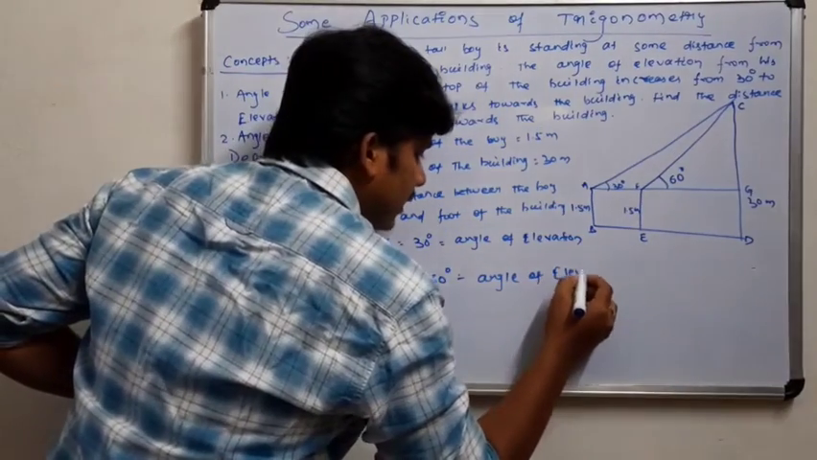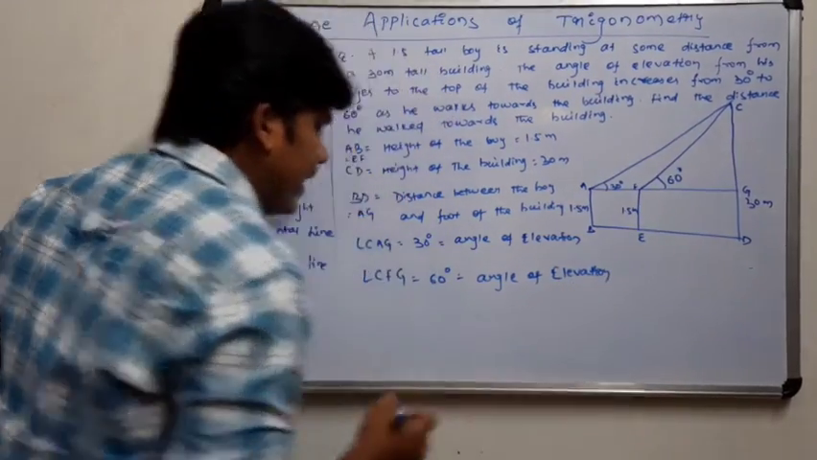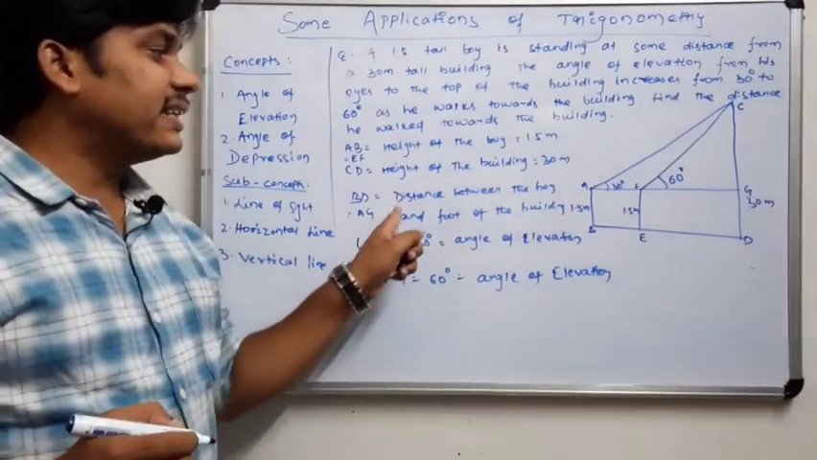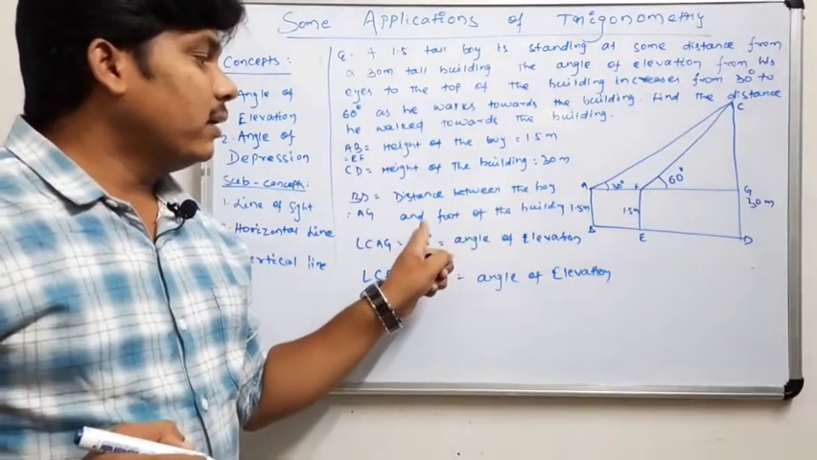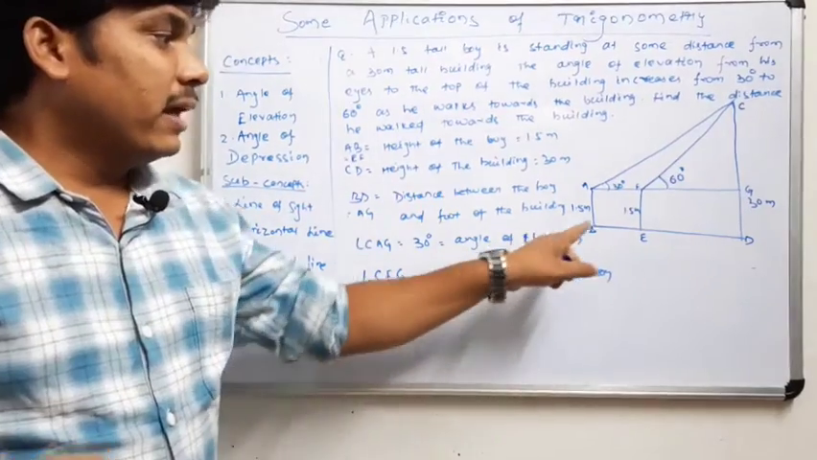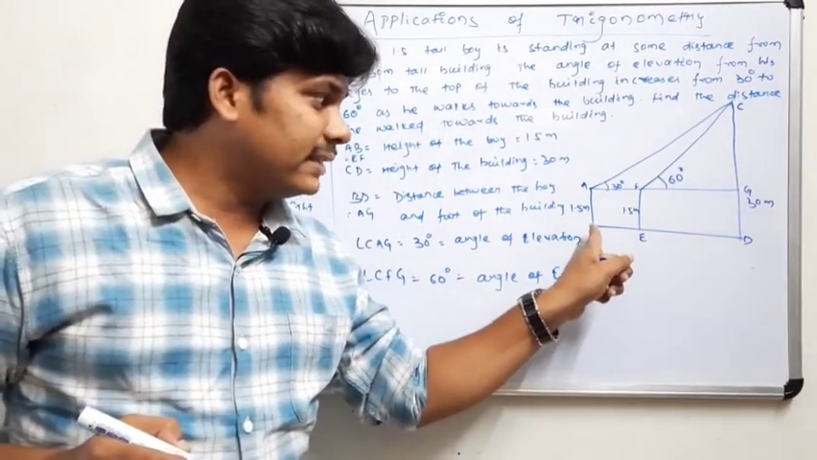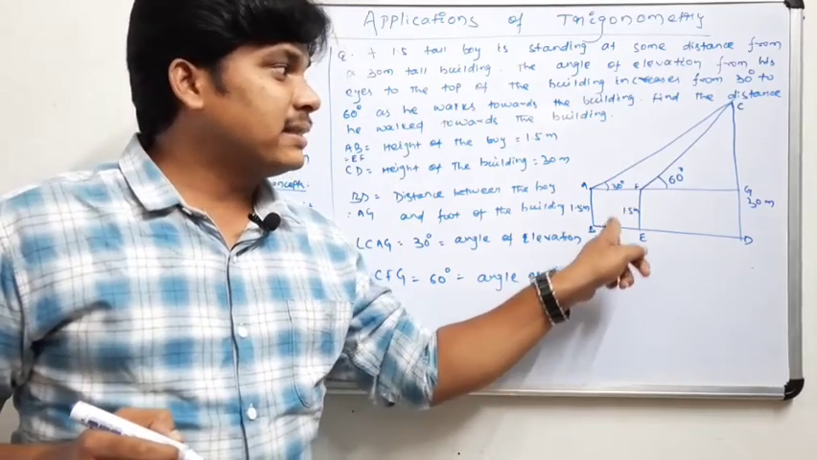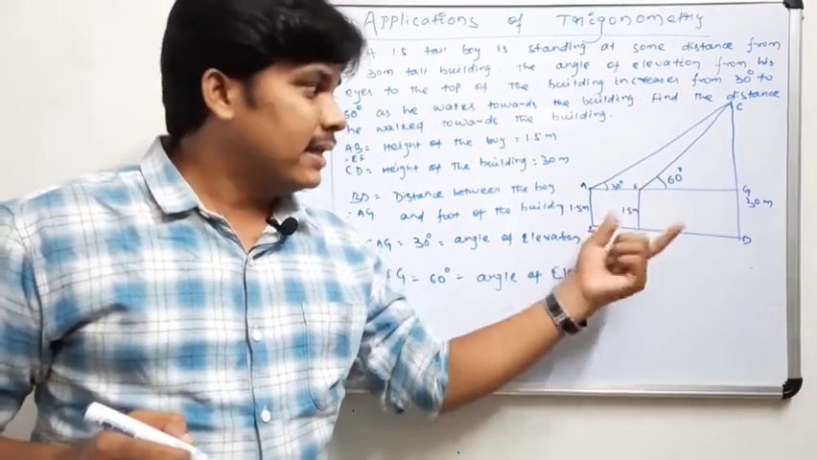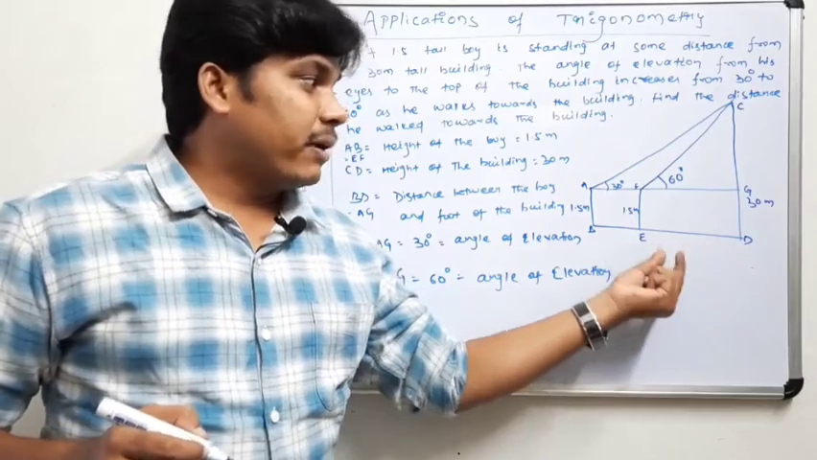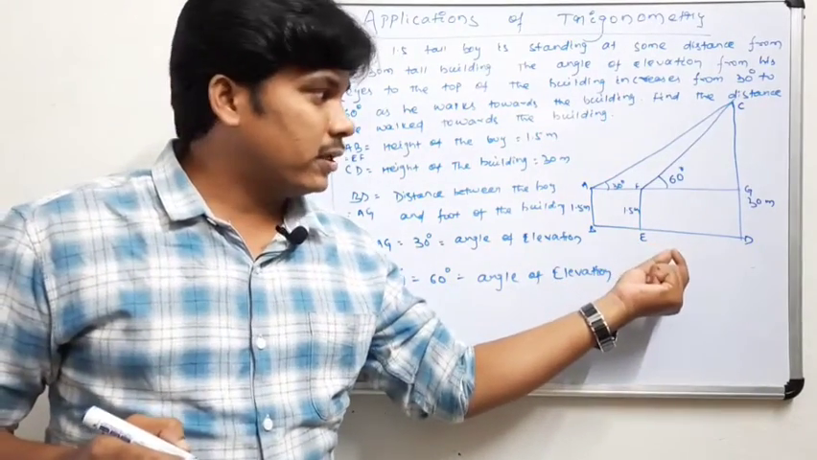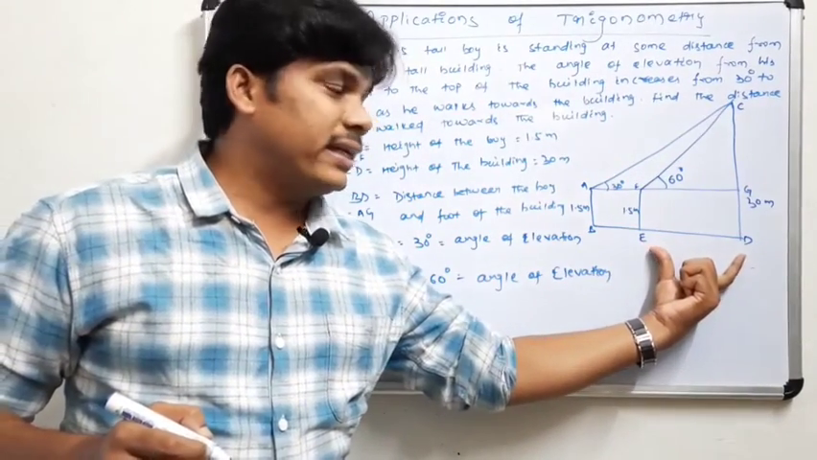Remember students, in the previous case I had written BD as the distance between the boy and the foot of the building. Here B and D, remember in the primary case when the boy is in the first position, that means the angle of elevation is 30 degrees, that distance will be BD. But whenever the boy changes his position, the distance might change to DE.